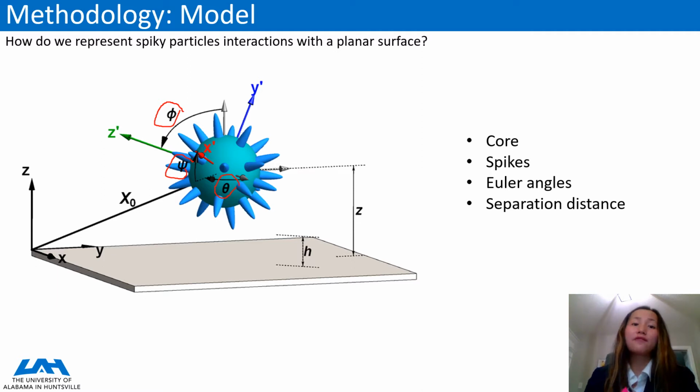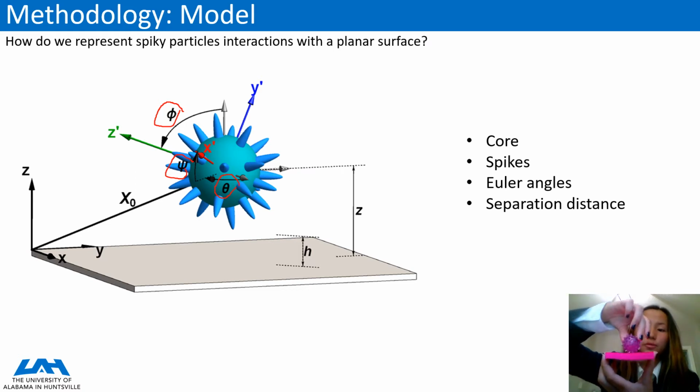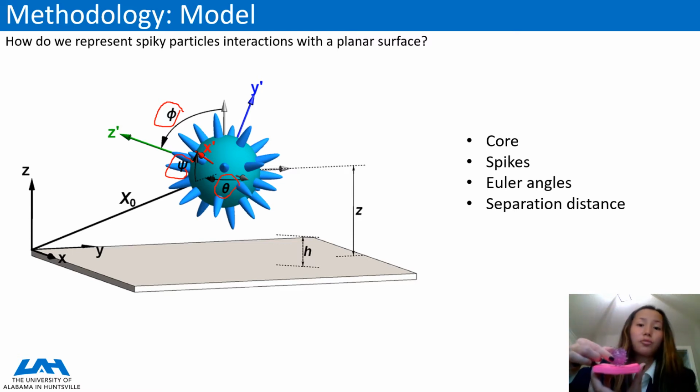I mainly focused on phi and psi because when the angle of theta changes, it doesn't change the point of contact between the spiky particle and the surface, because it would just be rotating around like this. However, when phi and psi change, which would be rotating around like this or like this, it does change the point of contact. I also looked at the separation distance, represented here by h, which shows you how far away it is from the planar surface and would change based on the roughness of the particle.